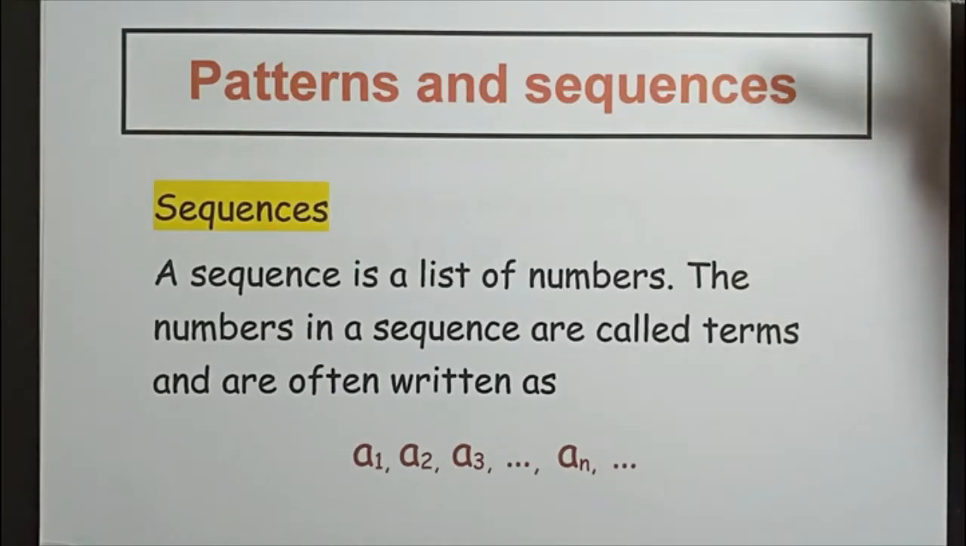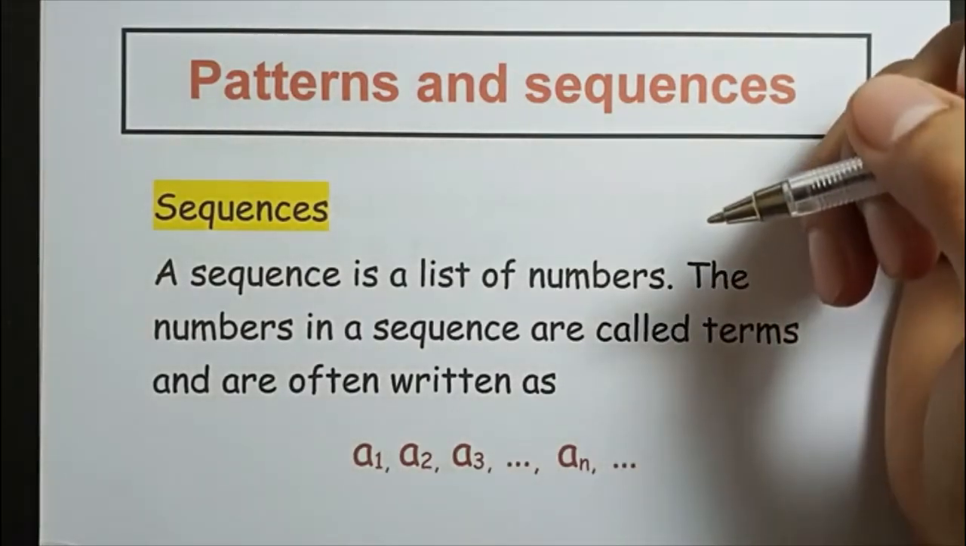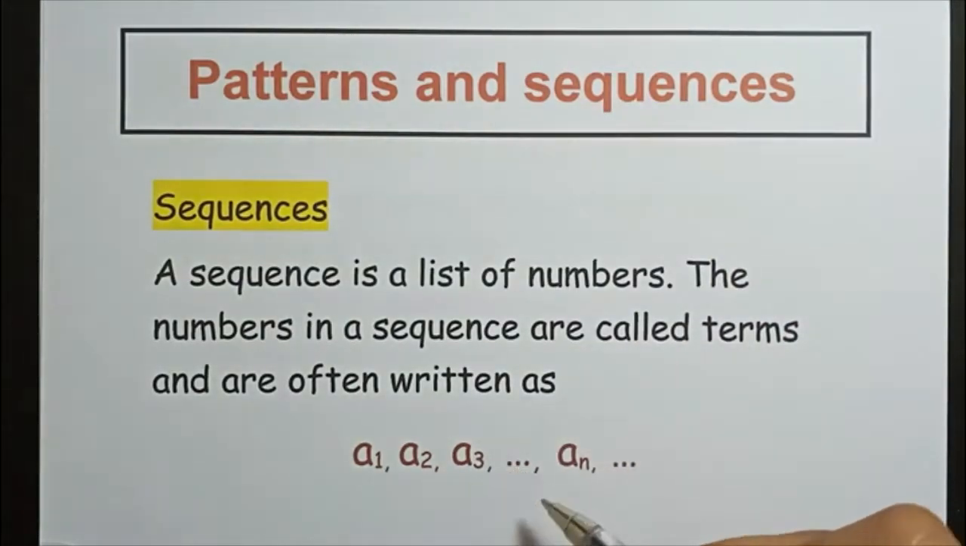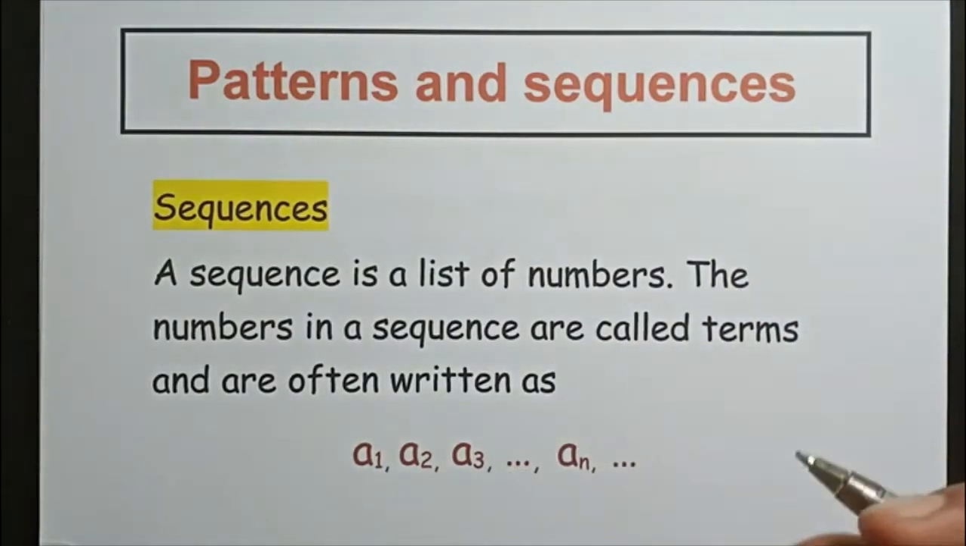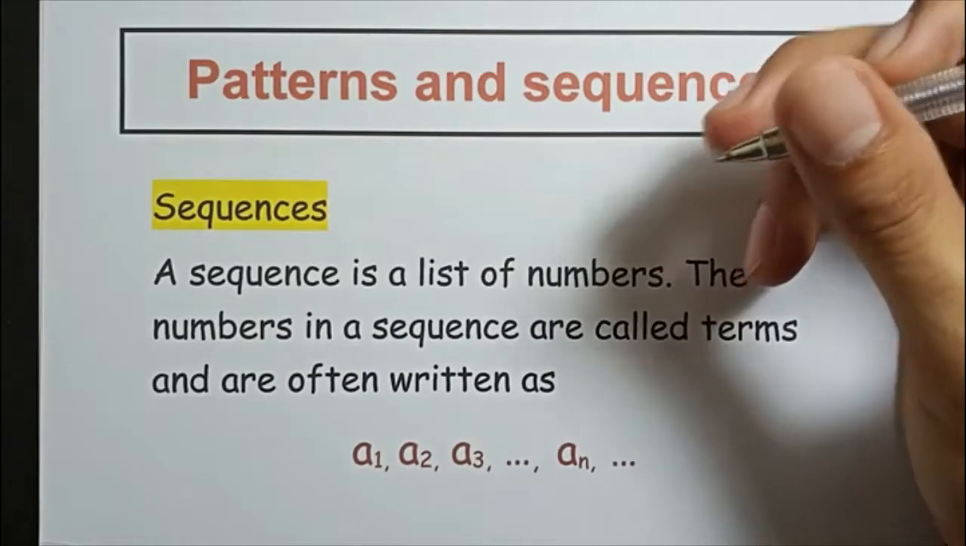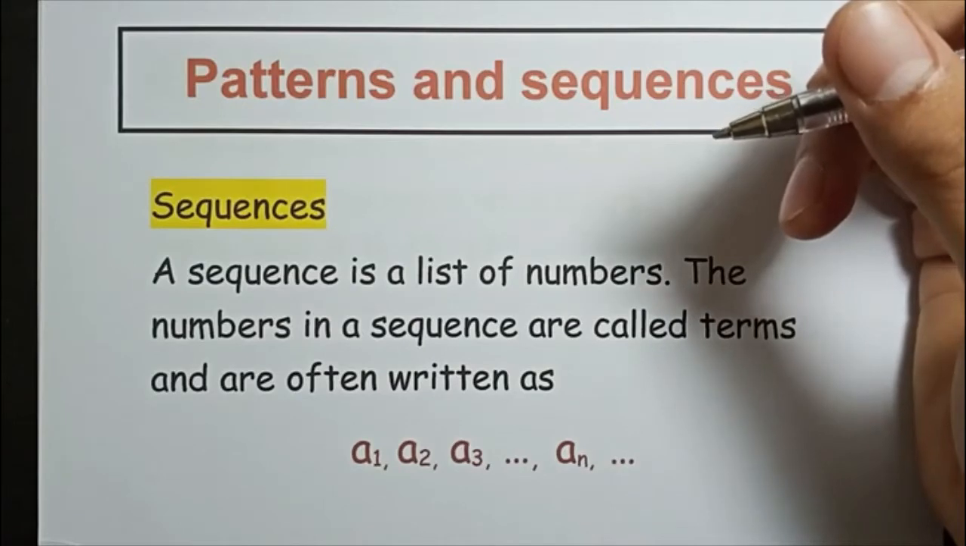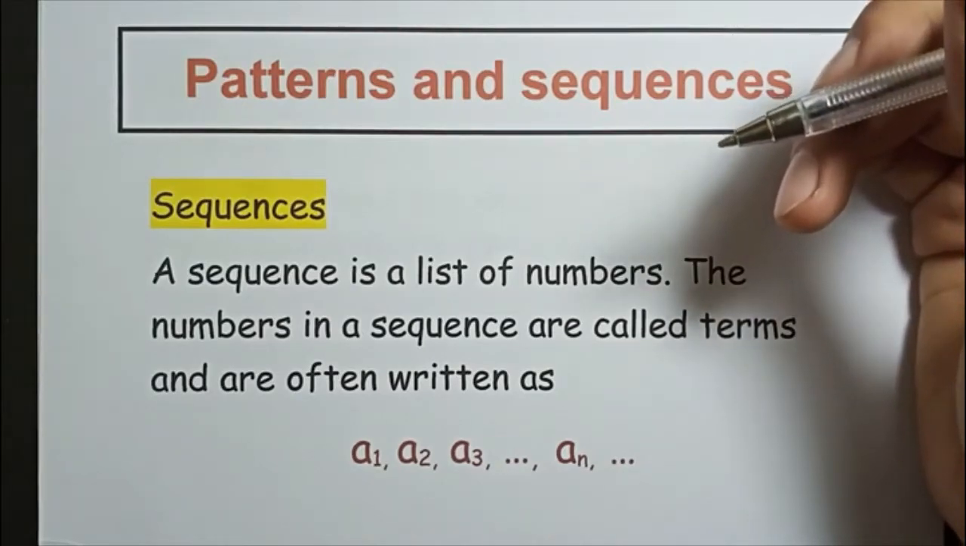So let's start by defining what is a sequence. A sequence is a list of numbers. The numbers in the sequence are called terms and are often written as a sub 1, a sub 2, a sub 3, and so on, up to a sub n, and so on and so forth. So kung mapapansin nyo dito, yung 3 dots, it is read as or called as ellipsis. So tawag dito ay ellipsis. Ibig sabihin, yung sequence natin ay magko-continue. So it will go on and on.